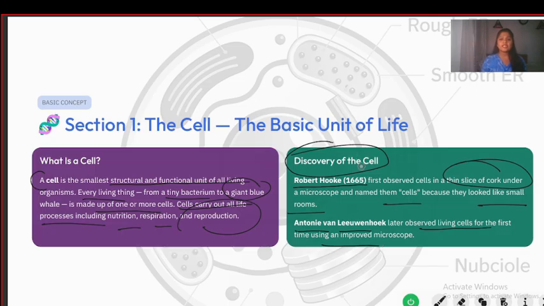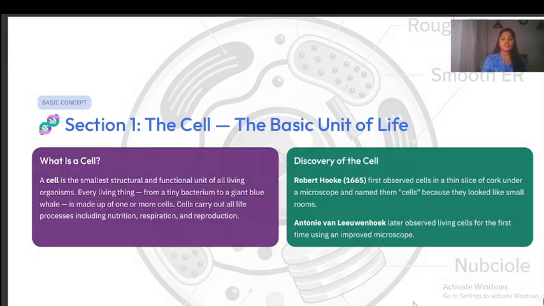So Robert Hooke basically saw dead cells. The cork cells are dead cells. They are made from the bark of the tree. Okay, but the structure was visible. But Leeuwenhoek saw the living cells, okay, from pond water. And he had an improved microscope, whereas Robert Hooke had observed it in his own microscope.